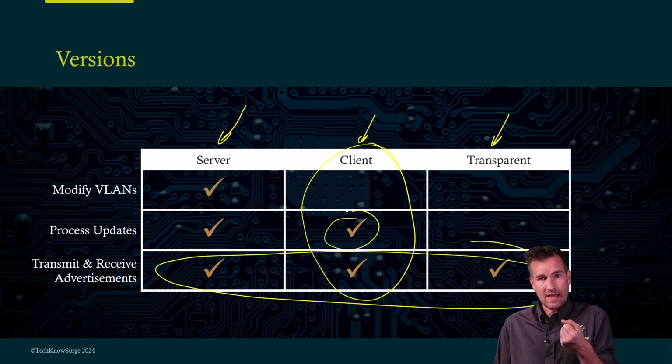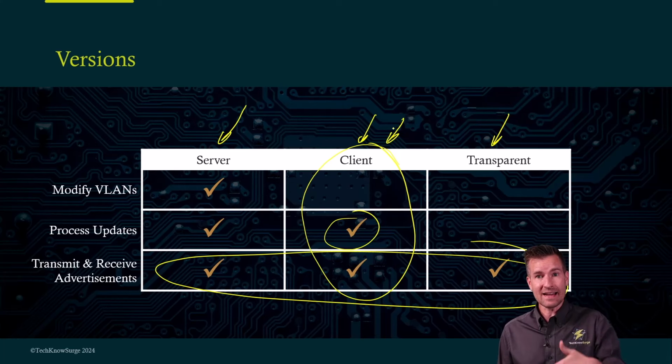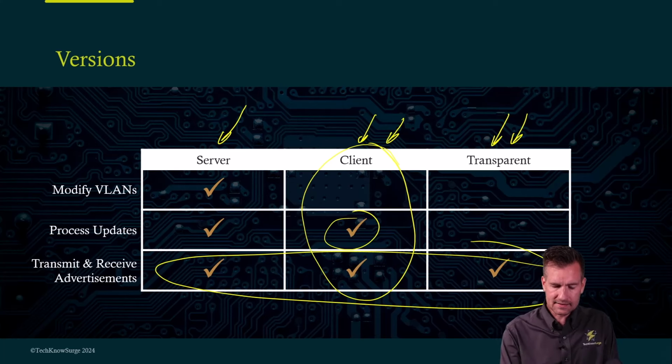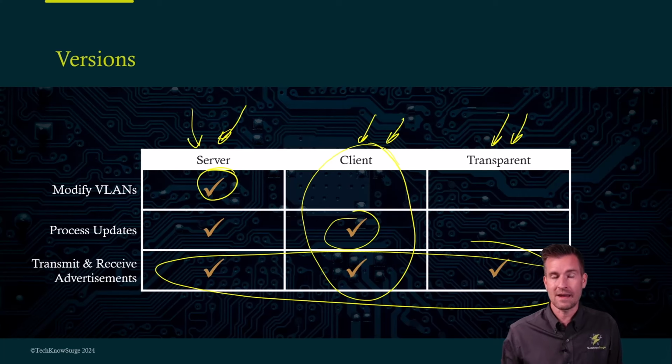It takes that advertisement and actually processes it, which means that a client can change its VLAN database to update it. But a transparent one will only transmit and receive these advertisements without updating its VLAN database. A server is the one you can actually do the modification on. So if I want to make a change across my network, I would have to get onto a server to make that change.